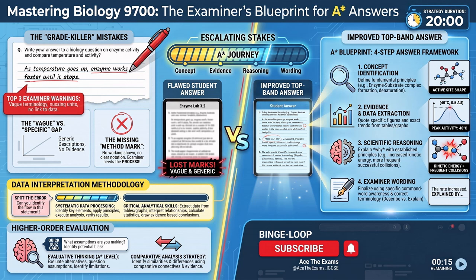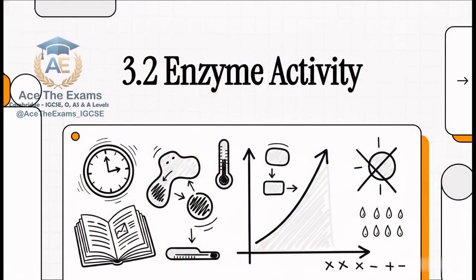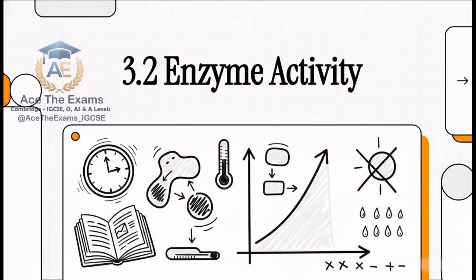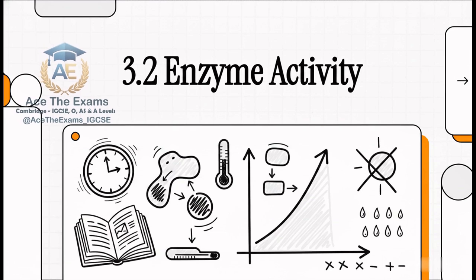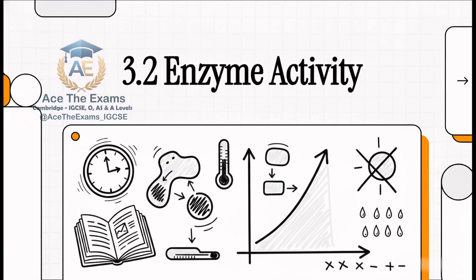Picture this. You're sitting in the exam hall. The clock is ticking down. You flip the page, and boom, there it is. Cambridge Biology AS and A Level 9700, Section 3.2, Effective Temperature on Enzyme Activity. Now, this is a topic that pops up in literally every single exam series.